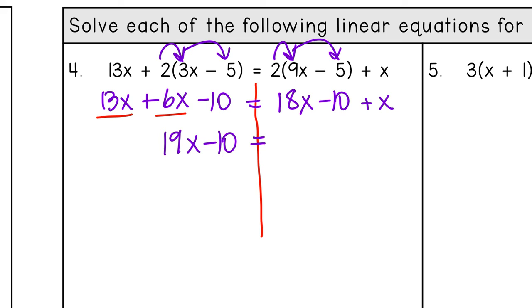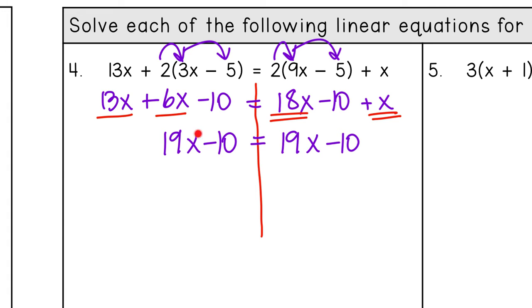And then on the other side, I also have two terms that have x's. So 18 plus 1 is 19x, and then bring down our minus 10. So already at this point, you should see that something weird is happening. But I'm going to continue.